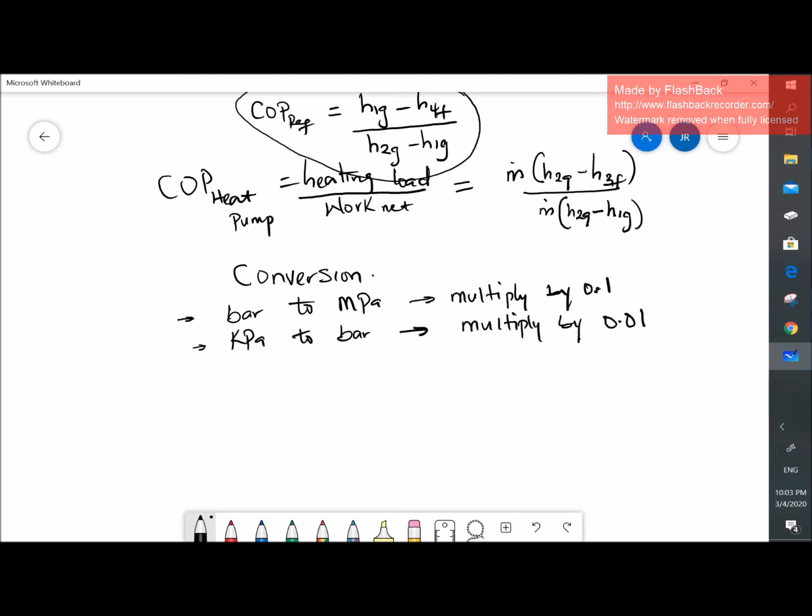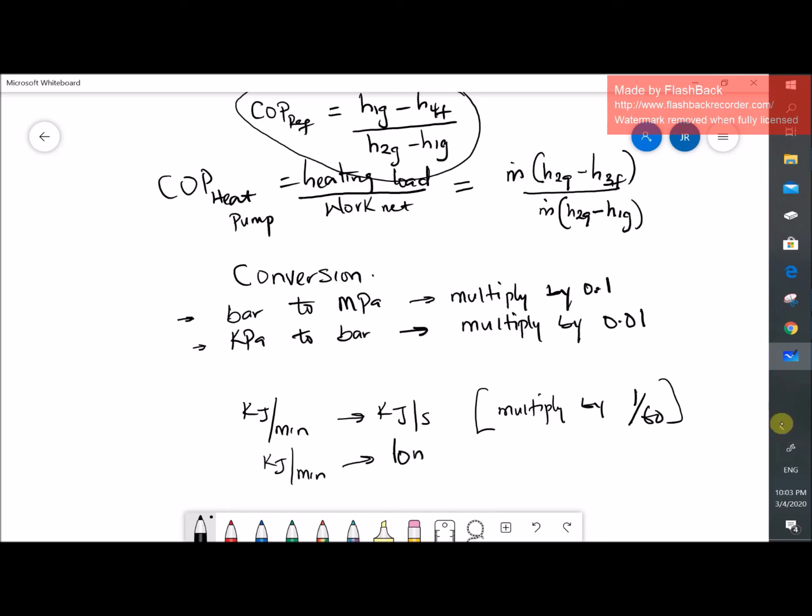Also, sometimes you might be given questions where you are asked to convert kilojoules per minute to kilojoules per second. We convert from kilojoules per minute to kilojoules per second by multiplying by 1 over 60. Also, sometimes you might be asked to convert from kilojoules per minute to tons. This is done by multiplying by 1 over 211.